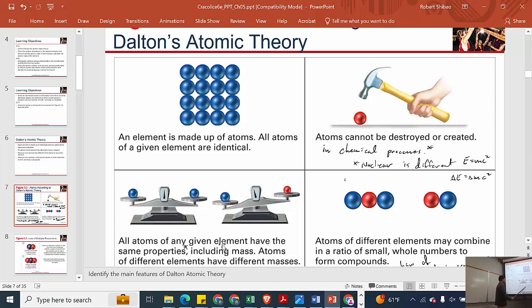All atoms of any given element have the same properties. So, for example, hydrogen, all atoms of hydrogen have the same number of protons, and that must lead to the same properties. The number of neutrons can vary without upsetting its properties. Helium has 2 protons, hydrogen has 1 proton. And therefore, atoms of helium are going to behave differently, since they have a different number of protons. So all atoms of any given element have the same properties, including mass. Well, no, not including mass. The mass is going to be different depending on which you're looking at.